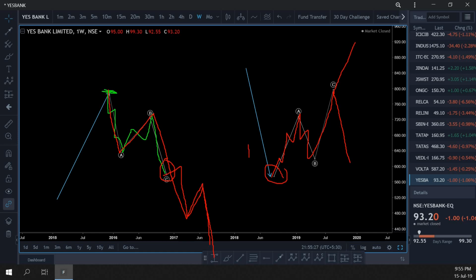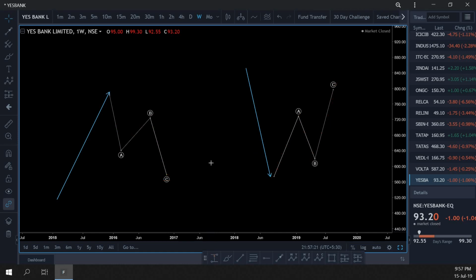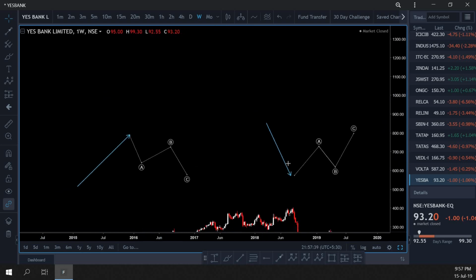Alright, so don't make those mistakes in the market if you are trading Elliott wave. If you are a beginner, just focus on learning the patterns, because that is what is important in the market.